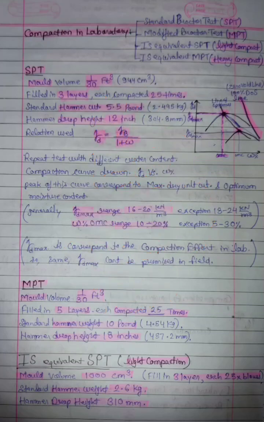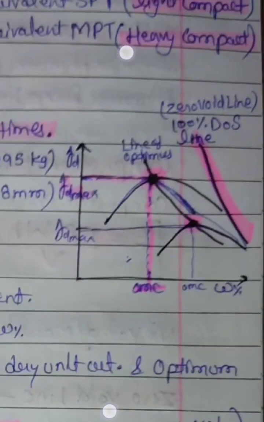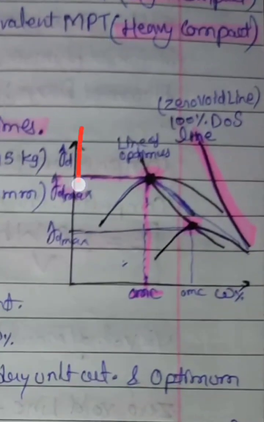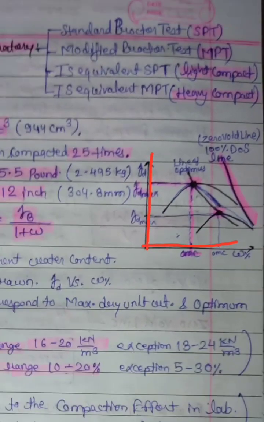Now this is the curve which we studied. On the y-axis we plotted gamma D, dry unit weight. On the x-axis we plotted the water content. Now we change the moisture content of the soil sample and test the dry unit weight.